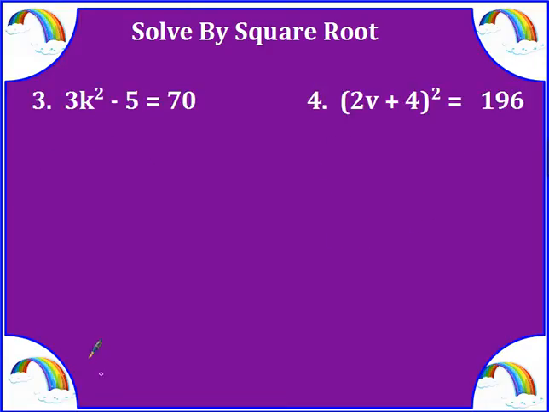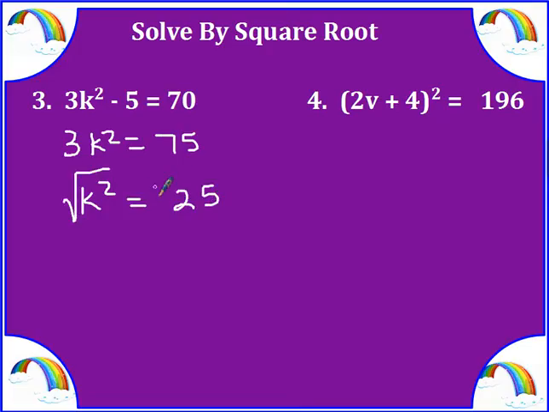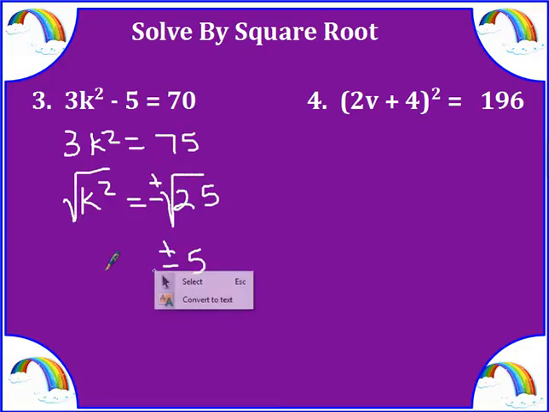Number 3, you can see here we're going to have to add 5 first to both sides, gives us 75, and then we will divide each side by 3, and that leaves us with k squared equals 25. Take the square root of both sides, so we get a positive and negative 5 as the solutions.